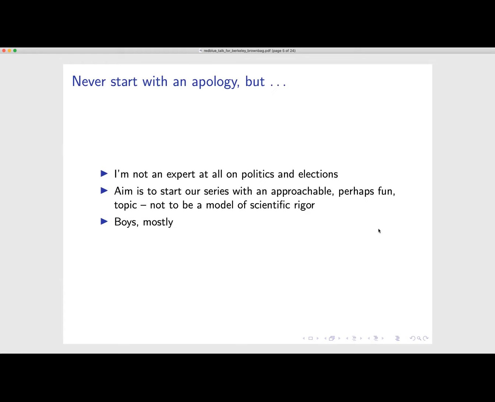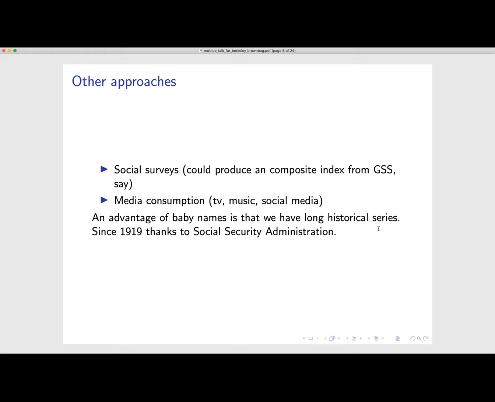Okay, so you could use other approaches. We have Claude here, who's probably an expert in other approaches, the diversity of things one could do. You could look at the geography of people answering questions in surveys, like the General Social Survey. That would be great. And I'm sure you could build up a composite index that would predict these electoral maps very, very well, people's attitudes on all kinds of things.